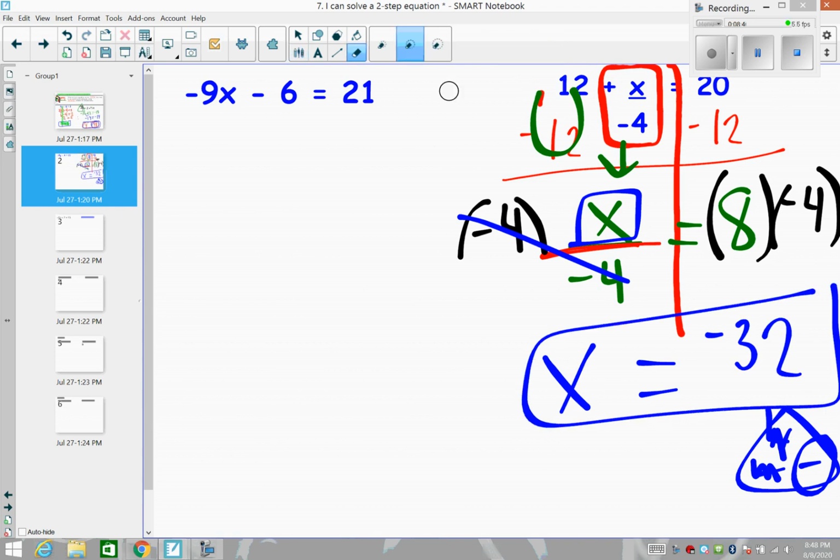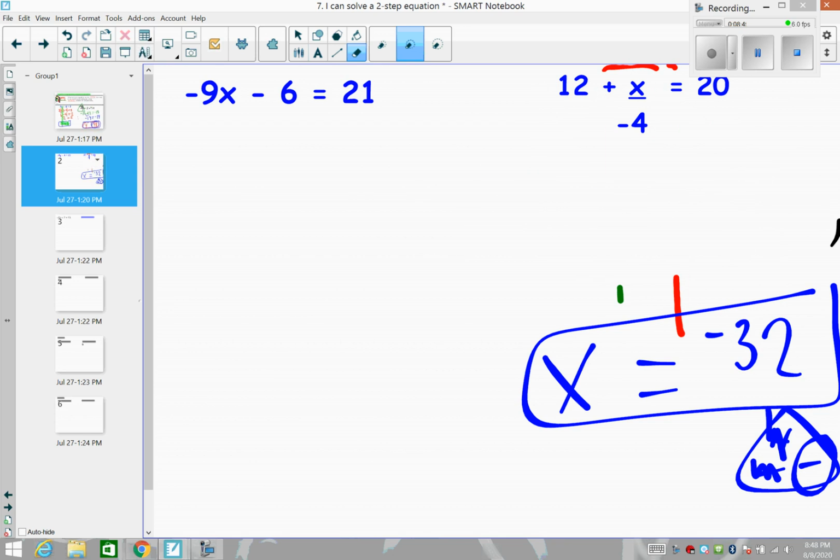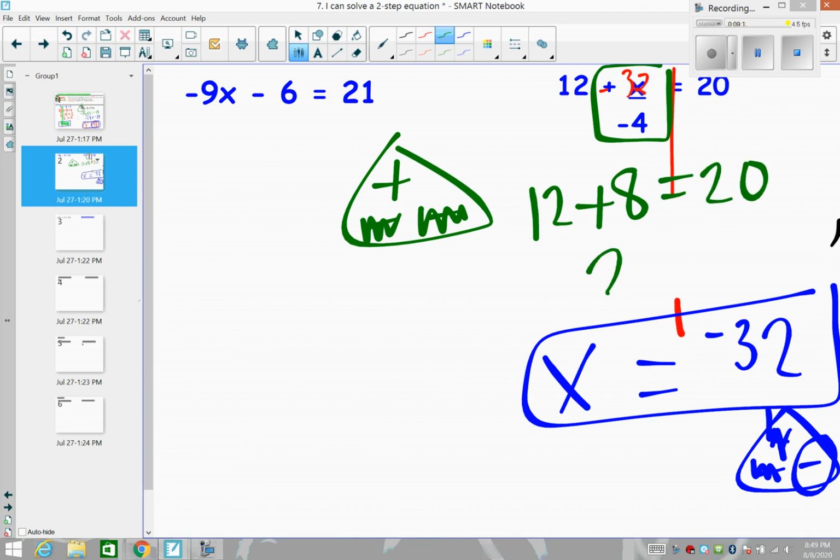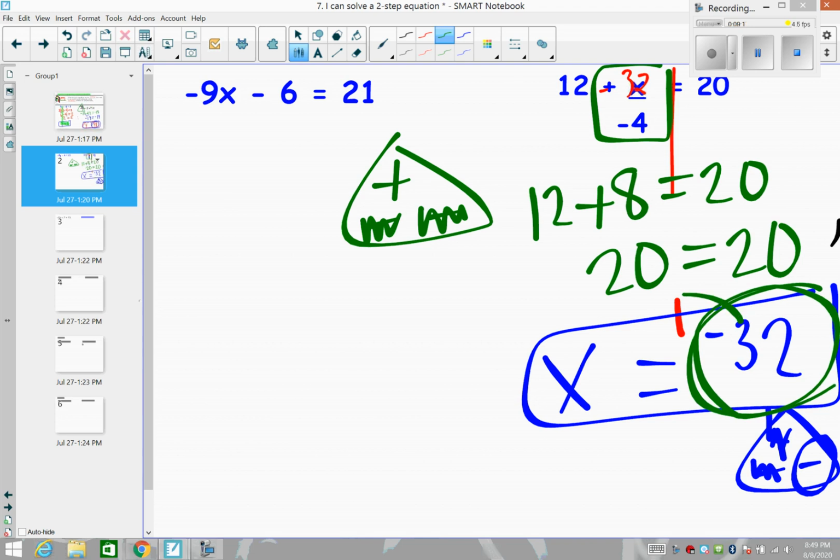So let's take a look at our check step. For the check step, we're going to put a -32 in the X spot. So this becomes a triangle problem right here. We have -32 divided by -4 is positive 8. So we have 12 plus 8 equals 20. Does the left side equal the right side? Yes. So we know that -32 is the solution to X.